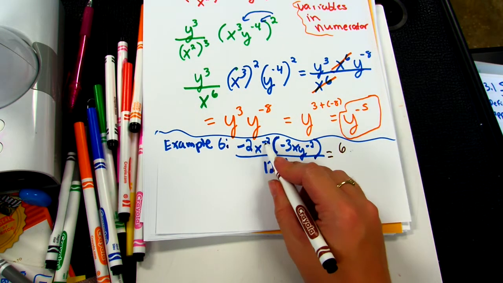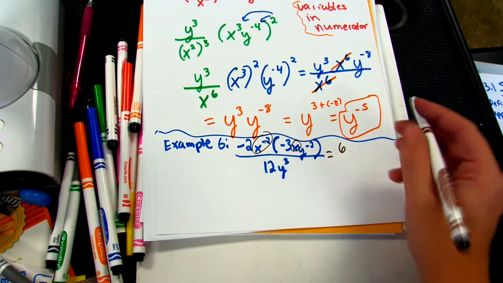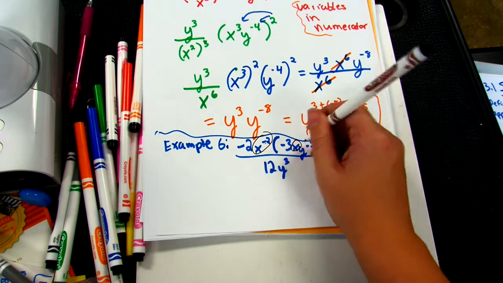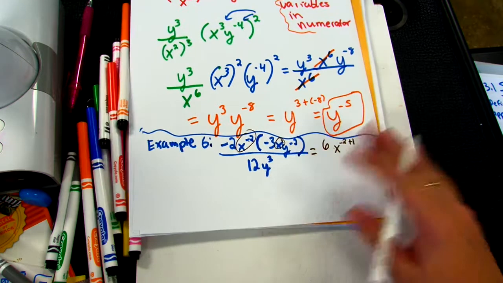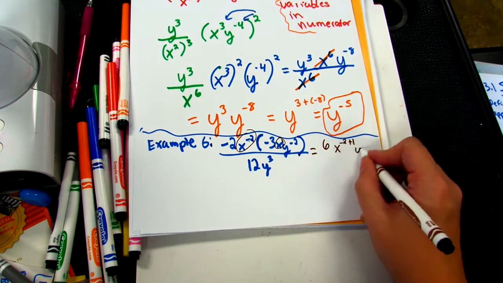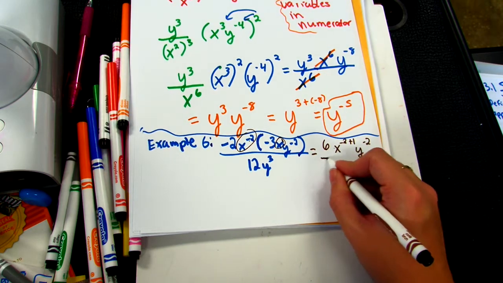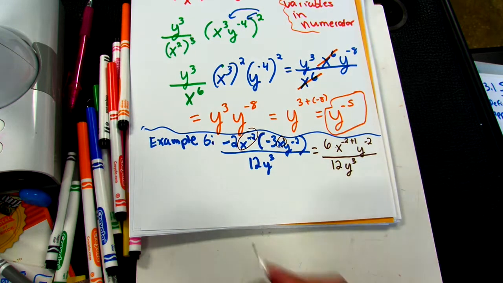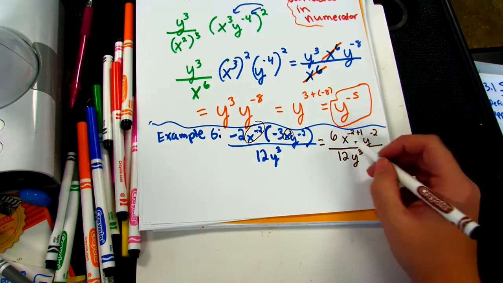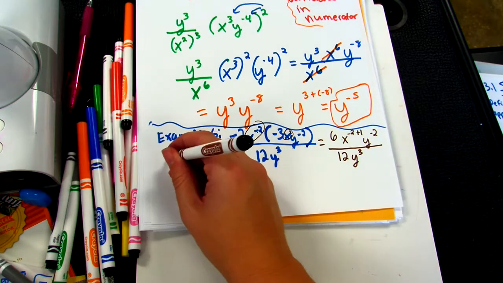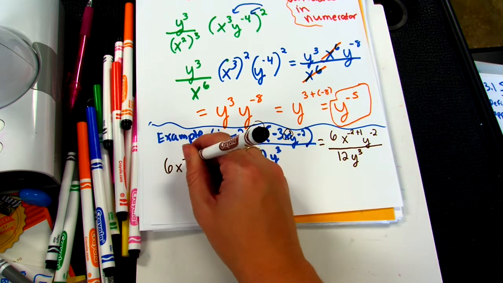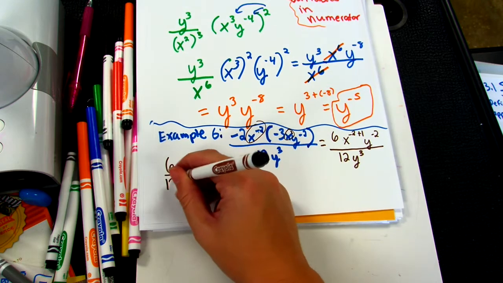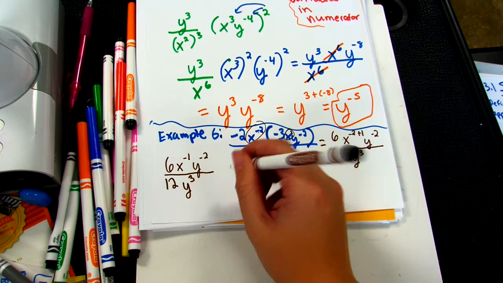And then x to the negative 2, and x, that's going to be x to the negative 2 plus 1, because remember that has an exponent of a 1. And then we have y to the negative 2 all over 12y to the third. Okay, so negative 2 plus 1 is negative 1. So we have 6 x to the negative 1, y to the negative 2, all over 12y to the third.